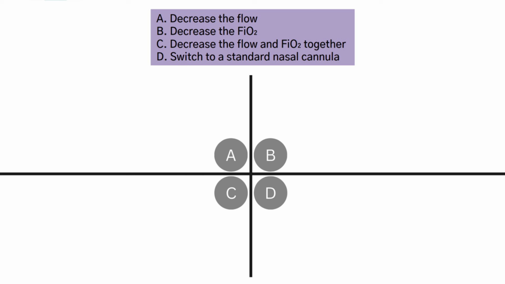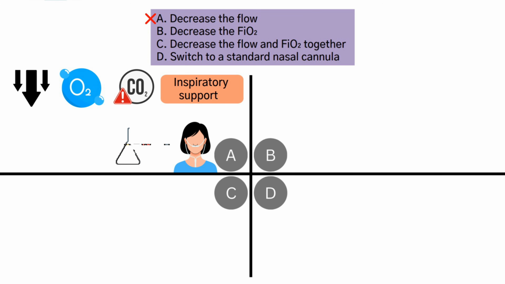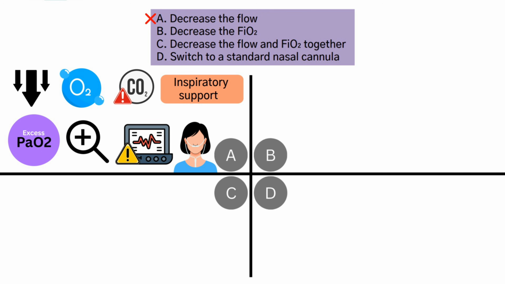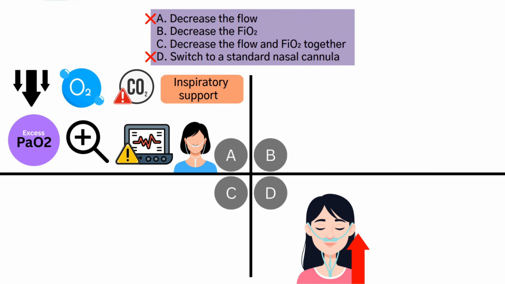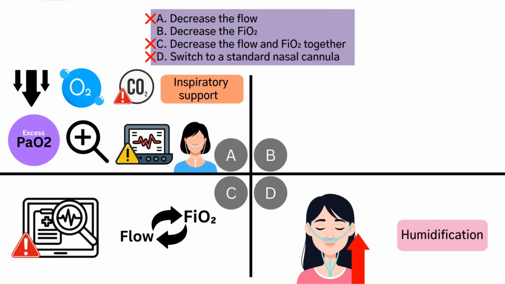When we consider the management options, decreasing the flow is not the right choice. On a high-flow nasal cannula, flow mainly affects inspiratory support and carbon dioxide washout rather than oxygenation. Reducing the flow could compromise therapy without addressing the problem of excess PaO₂. Switching to a standard nasal cannula is also not appropriate at this stage because the patient may still need the benefits of high flow and heated humidification. Reducing both flow and FiO2 together is generally avoided unless absolutely necessary, because changing two variables at once makes it harder to assess the response.